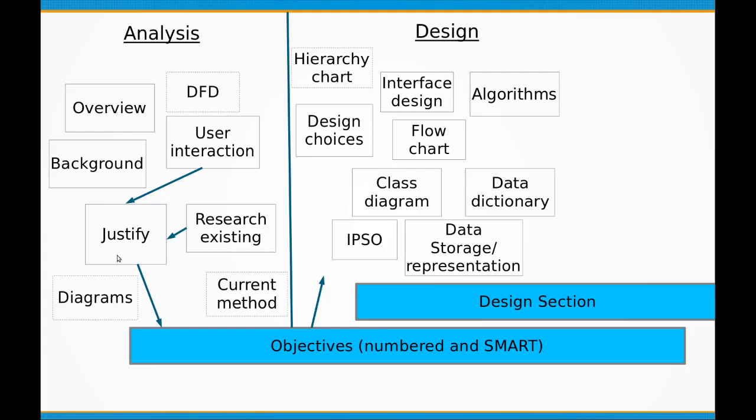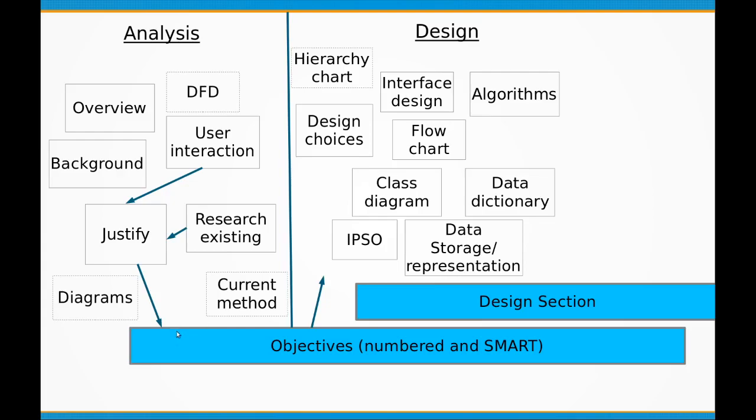And then justify is where you're bringing everything in the analysis together and just saying, okay, because the user said this, I'm doing this objective. Because the research on the existing one said this doesn't work well, I'm going to be doing an objective saying this. And with all of this, really everything, you really need to be saying, okay, I'm therefore creating these objectives. This is what my project will need to do.